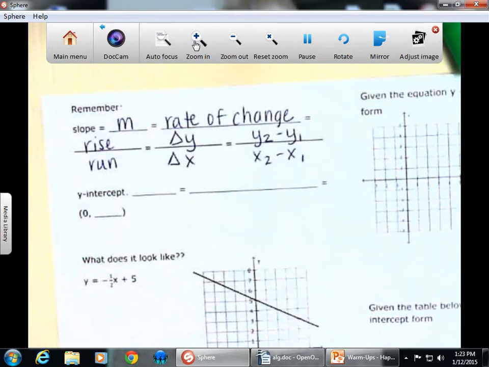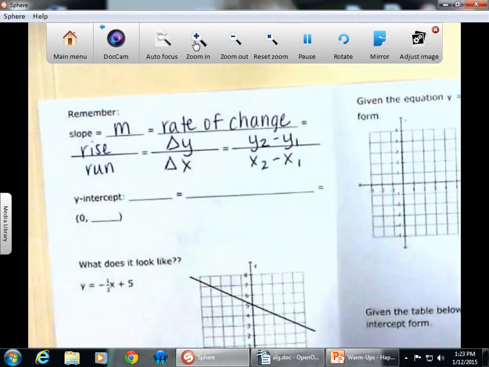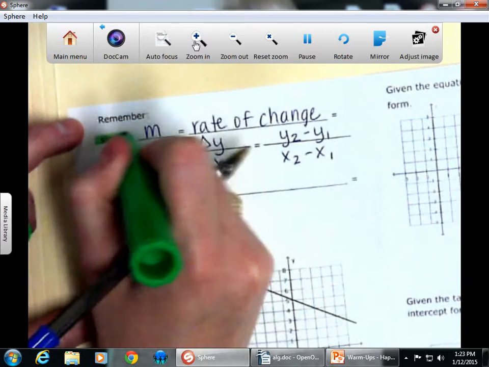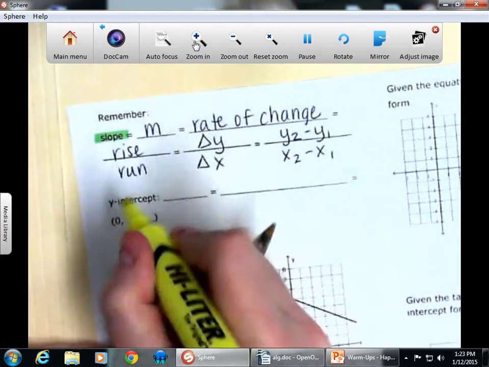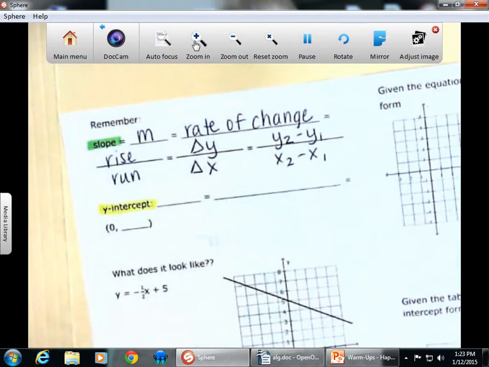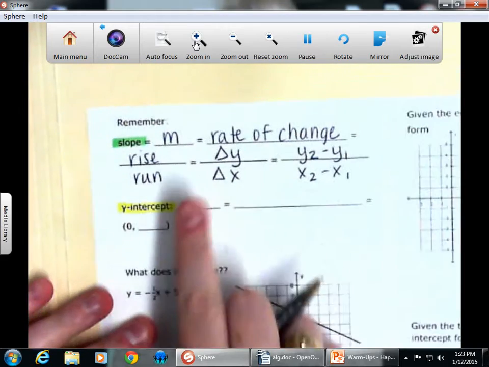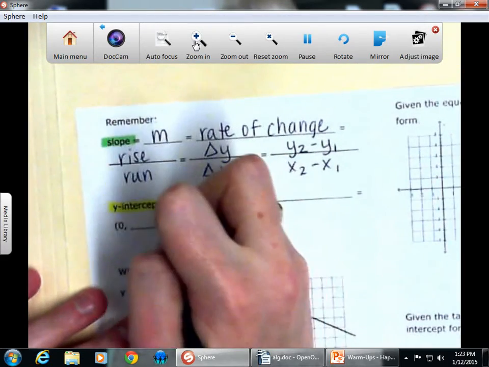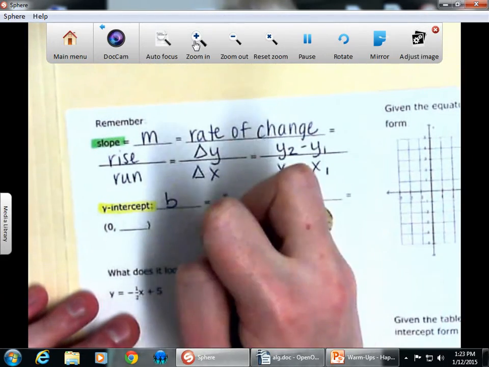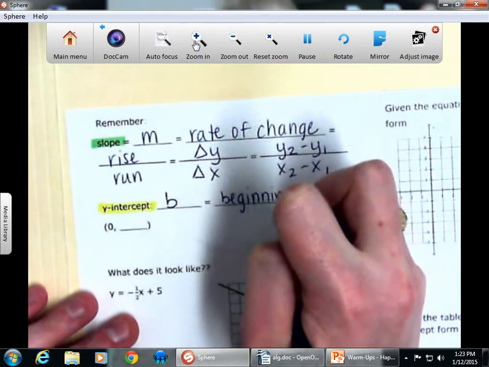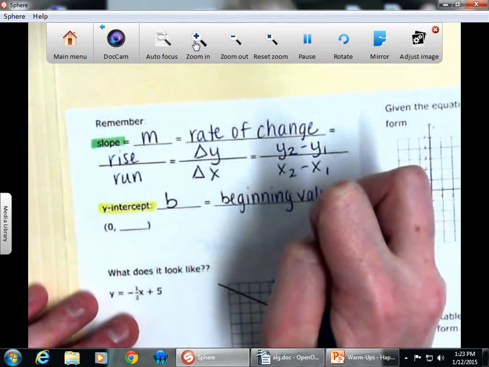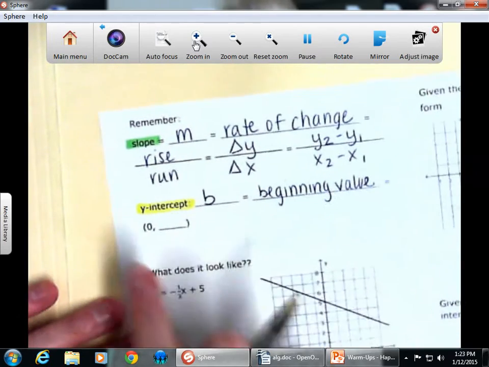If you have your highlighter, highlight the word slope in green. When we did this the first time, every time we used slope, we used the color green. Every time we did y-intercept, we used the color yellow. So if you want to highlight that word y-intercept in yellow. Now, our slope was M, our y-intercept is B. It is the beginning value, especially in a word problem. And then it looks like this, 0, some number.